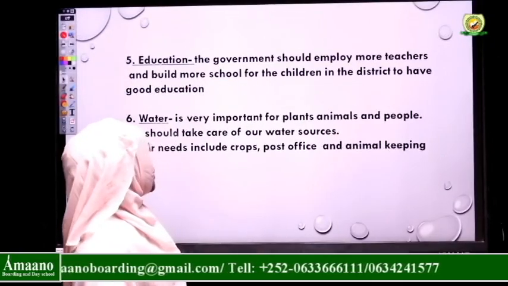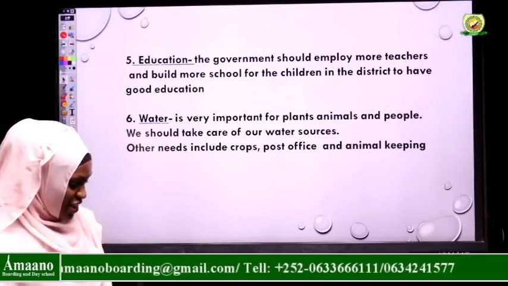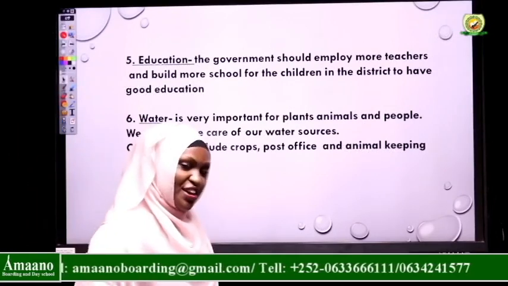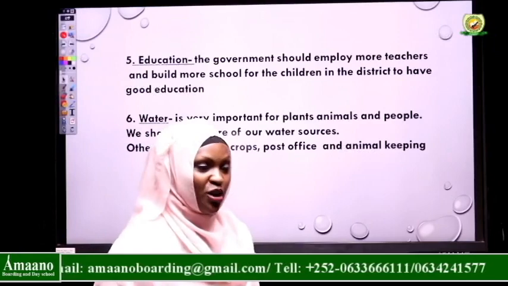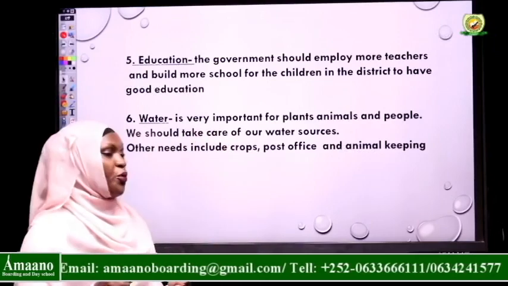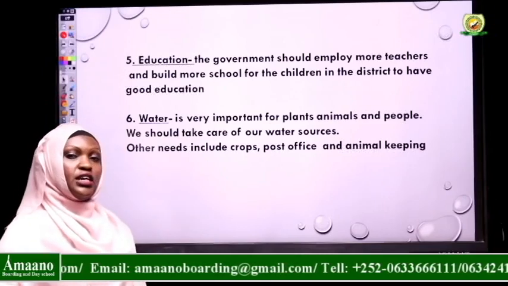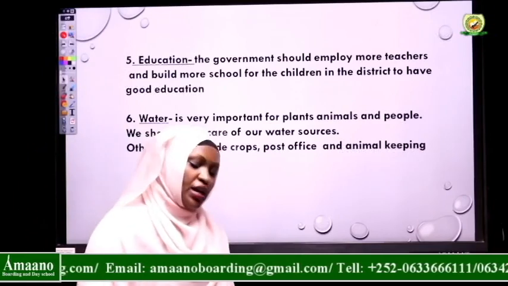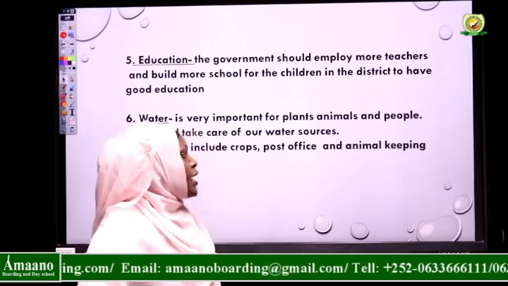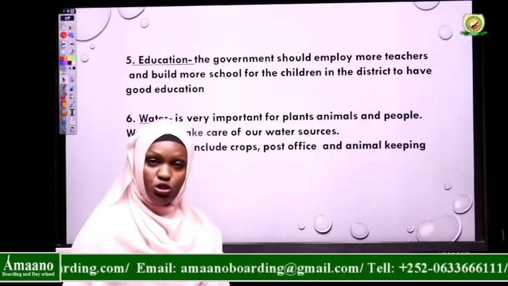Number 6, we have water. And we know water is very important for both animals and people. We need water. What do we need water for? For us people, we need water for drinking, we need water for cooking, we need water for washing our clothes. The animals also need water for drinking.